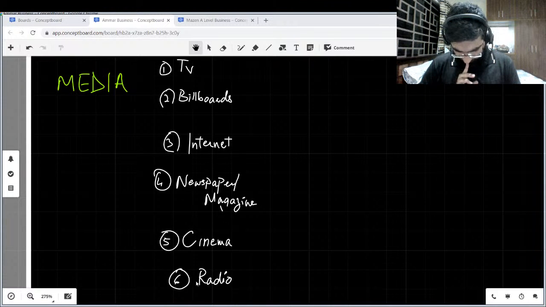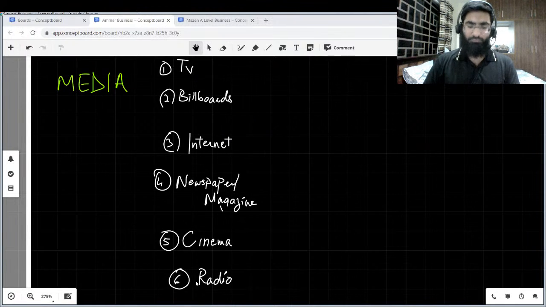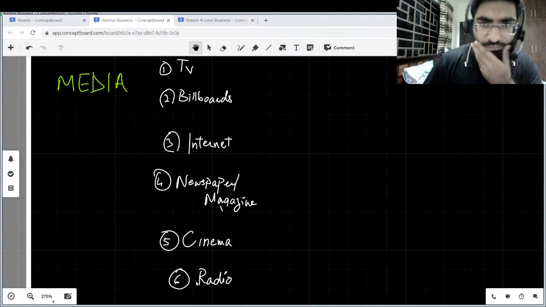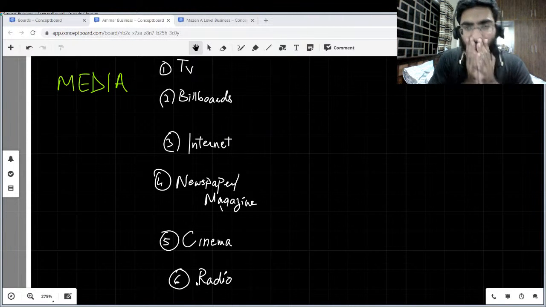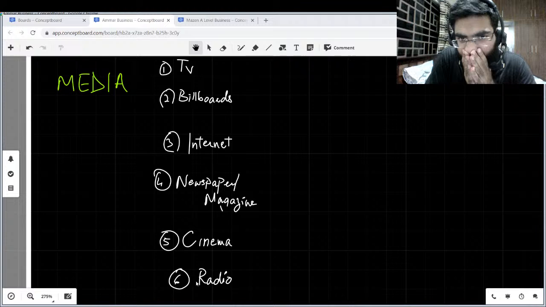Advantage of cinema: in cinema, you can promote to your target audience. So, people that watch movies, you can promote to them directly. Also, the disadvantage is that the audience is limited.